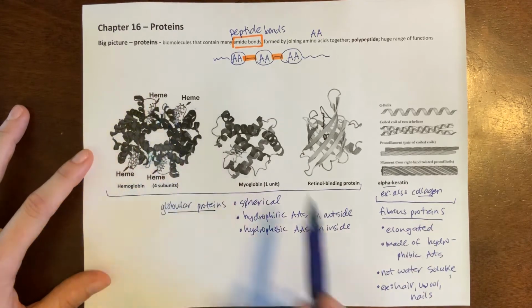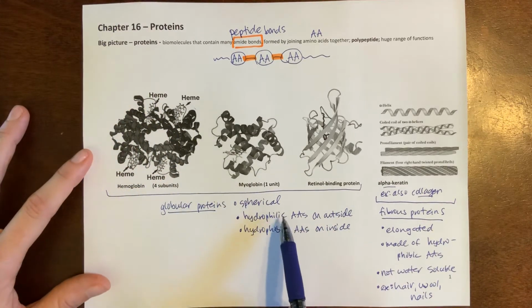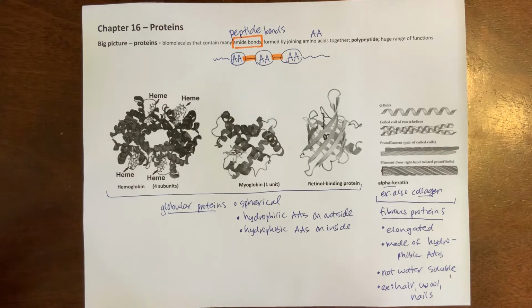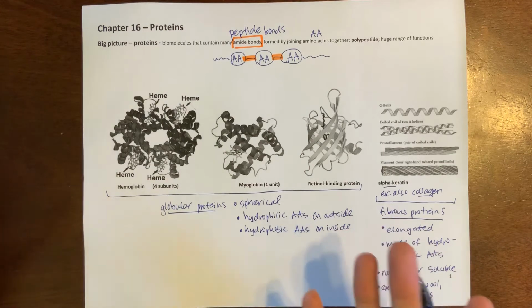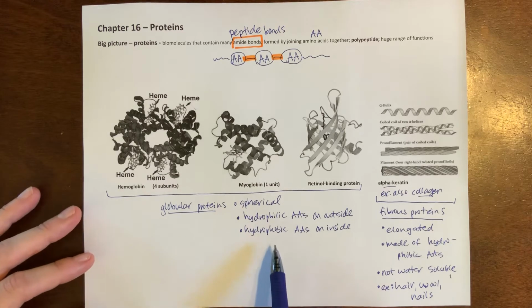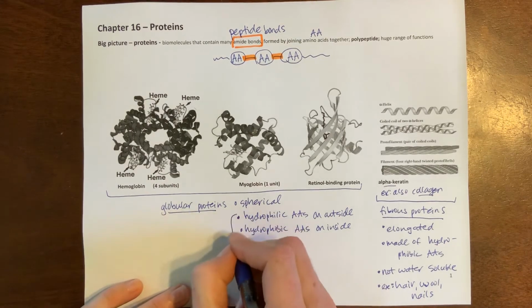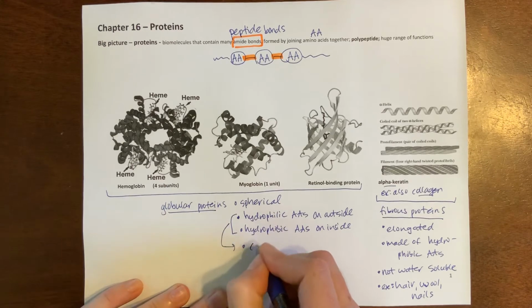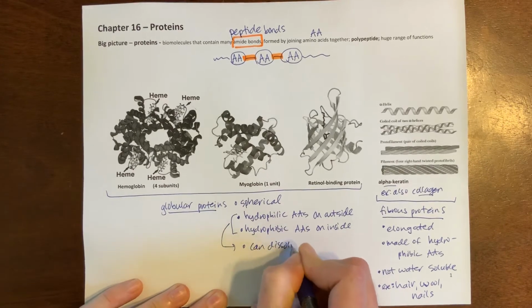So on the surface, you're going to see the ones that love water, and on the inside will be the ones that don't. And this should maybe remind you of how the lipoproteins and the micelles arranged themselves. If they're going to dissolve in water, they're going to be polar on the outside and non-polar on the inside. So those are a couple descriptions there. Because of this arrangement, they do dissolve in water.